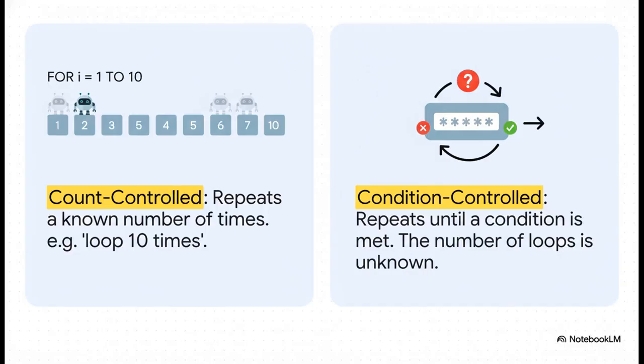Your 2 main options are count-controlled or condition-controlled loops. A count-controlled loop is your go-to when you know exactly how many times you need to repeat something from the very beginning, like display the first 10 square numbers. You know it's 10 times. A condition-controlled loop is for when you don't know. You just want the loop to keep on running while some condition is still true. For example, keep the game going while the player still has lives left.